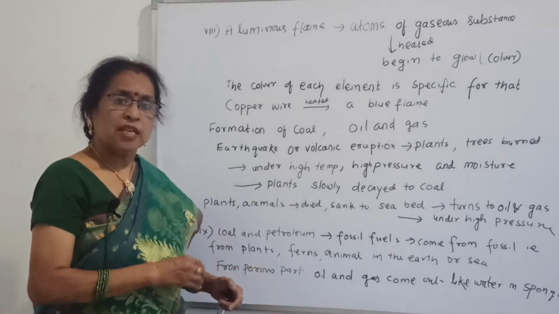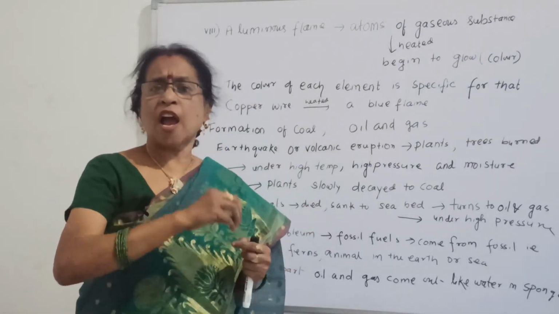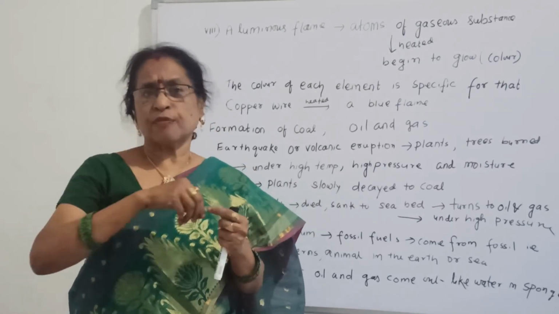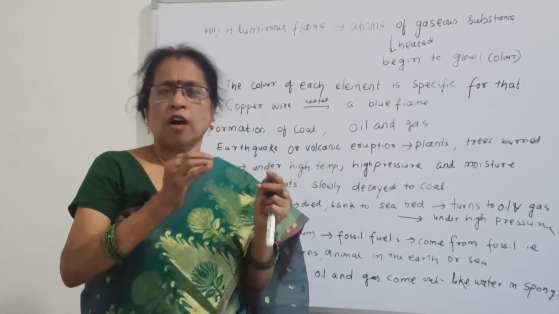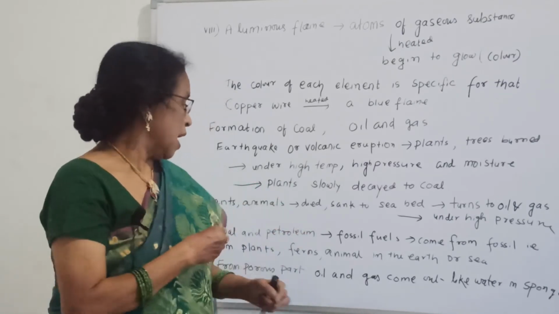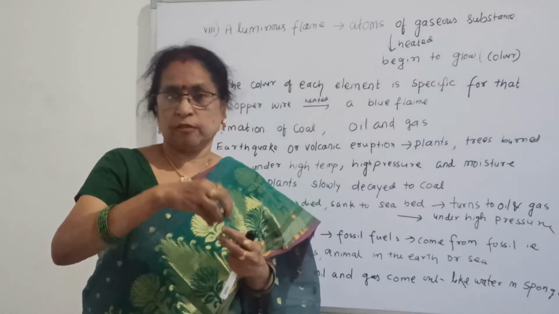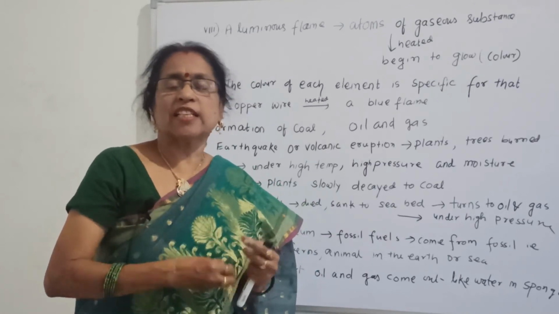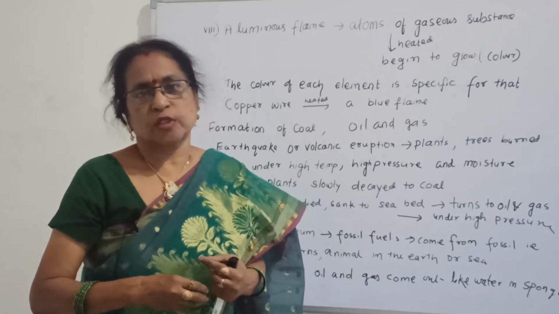From the porous part, after so many millions of years of high pressure and high temperature under the surface, that layer becomes porous. That means the coal or petroleum product can be obtained from the porous part and come out like water in a sponge. Suppose you put water in a sponge, what happens? You see the water comes out slowly. Like this, petroleum and oil products also come from the porous substance.